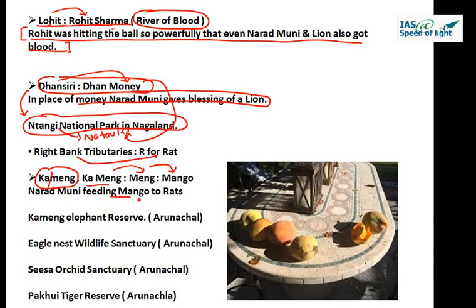So you have to see this image. Narad Muni feeding mango to the rats. Rats is R. R is right bank tributary of Brahmaputra.